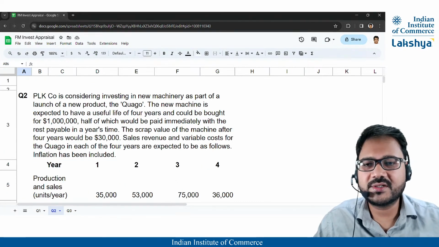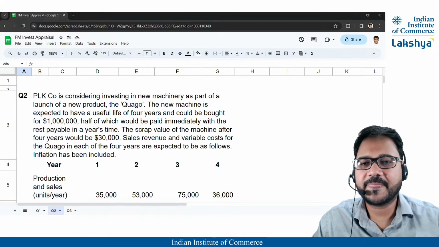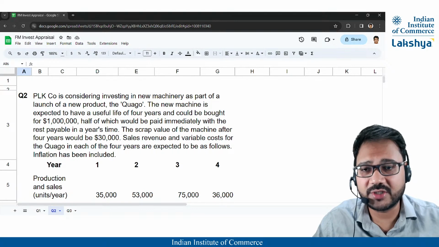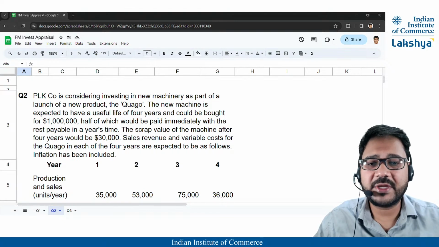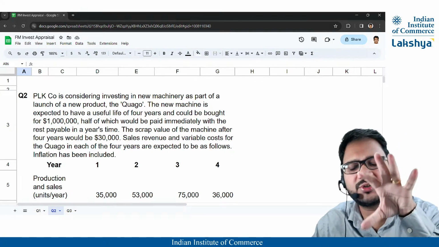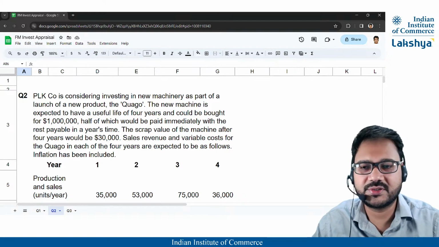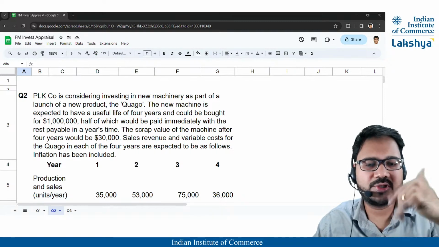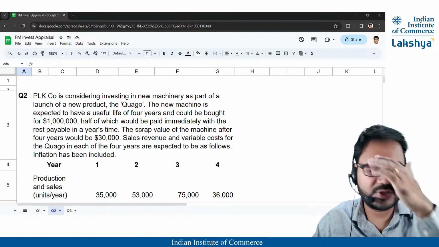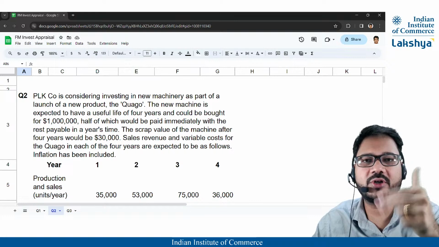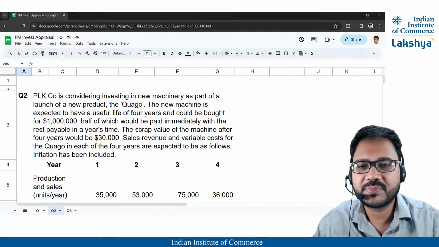So now let's read. There's a new machinery. The new machine has a 4 year useful life, can be bought for $1 million, half of which would be paid immediately and the rest in a year's time. So year zero outflow is 500,000. Year one outflow will be 500,000. You can also write this down. I'm not scrolling, I'm just saving on time. You could put all of this as your financial summary.